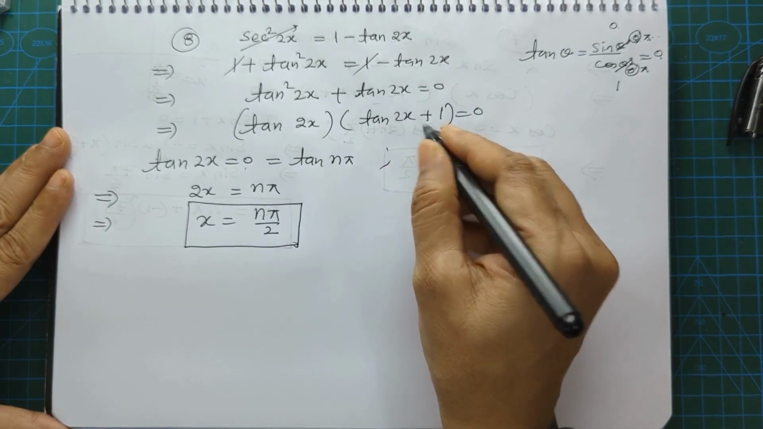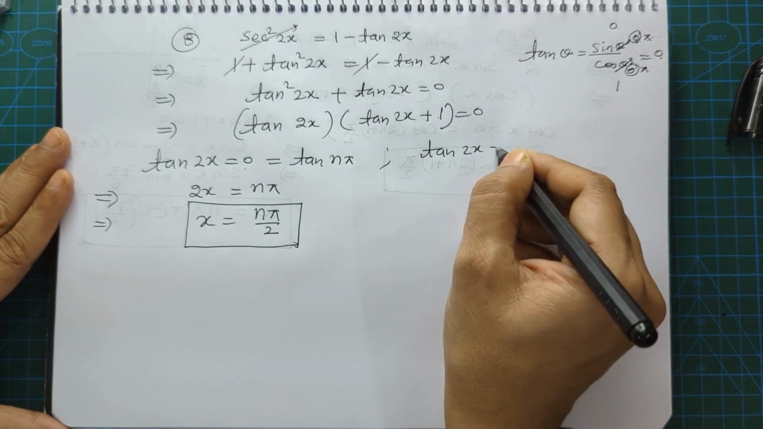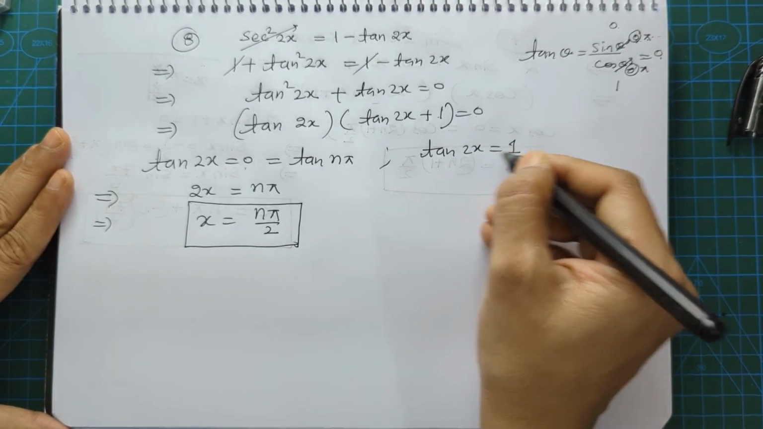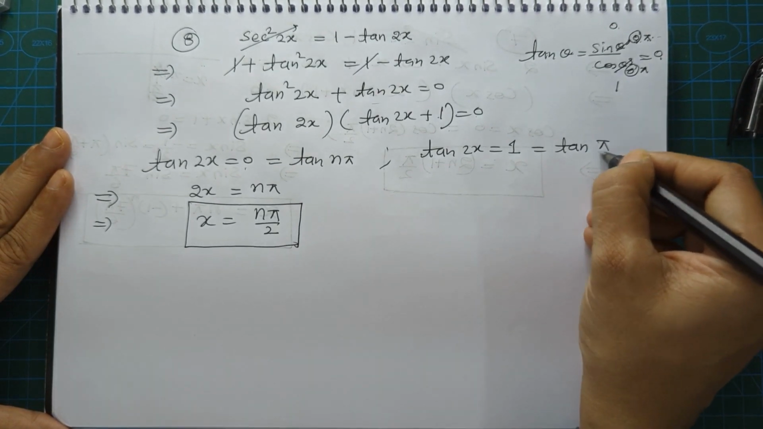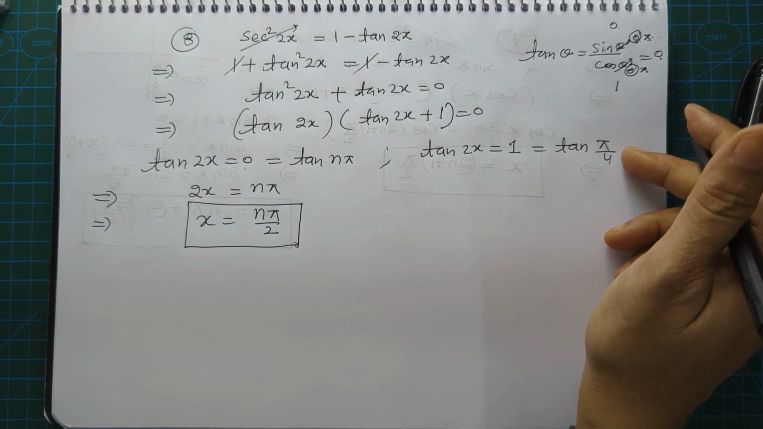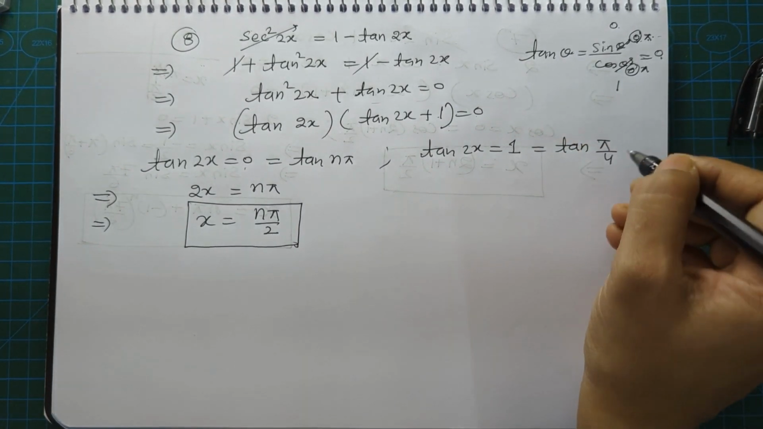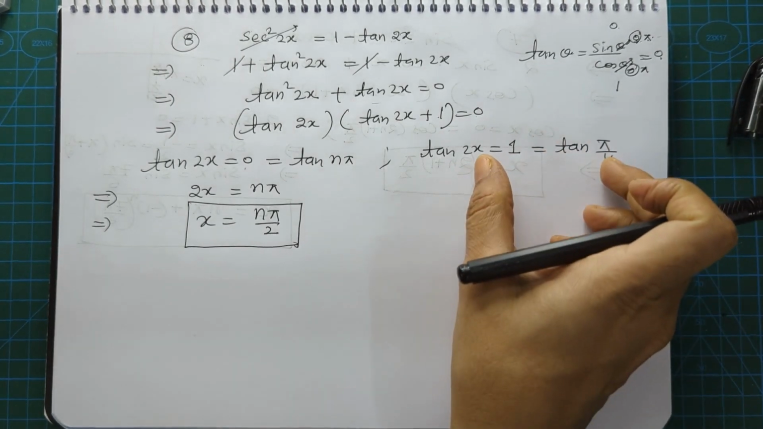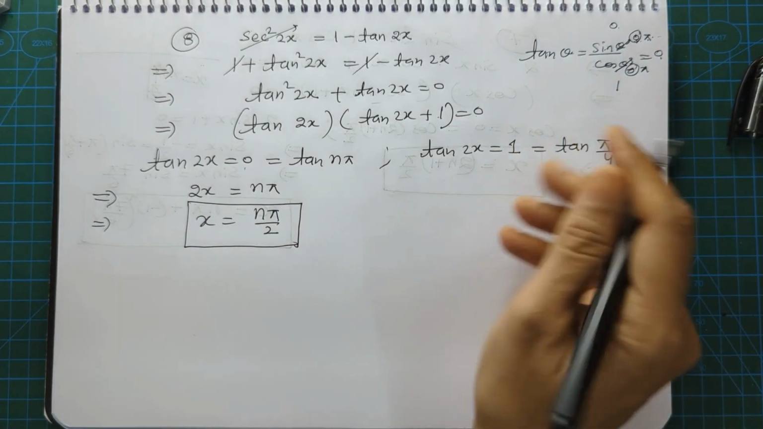So tan 2x plus 1 is 0. So this is tan 2x is 1. Tan of which angle is 1? Tan of 45 degrees, which means pi by 4. We have to write the answer in terms of radians. So tan 45 is 1. So tan pi by 4 is 1. So we got it in this format, which we will write as the standard form.